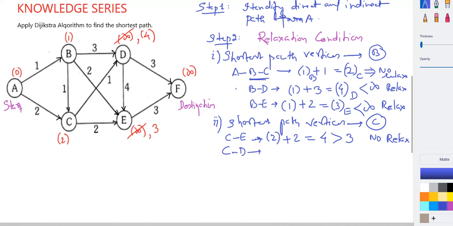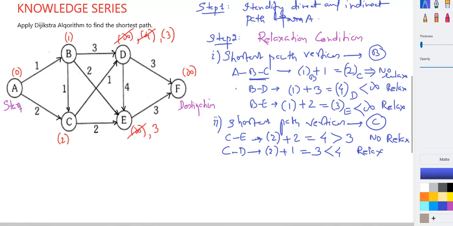Next is C to D. When we consider C to D, it is 2 plus 1. So 2 plus the link cost 1, that is equal to 3. And this is 3 and this is 4. 3 is lesser than 4. So this is a relaxed condition. So what we do, we modify this one by the new weight, that is 3.